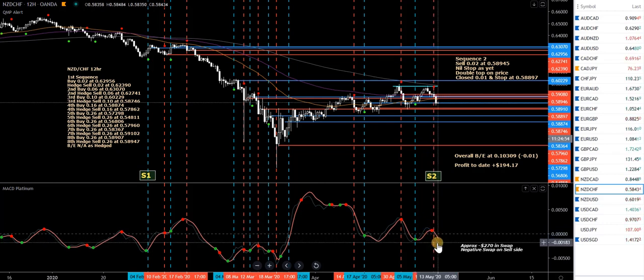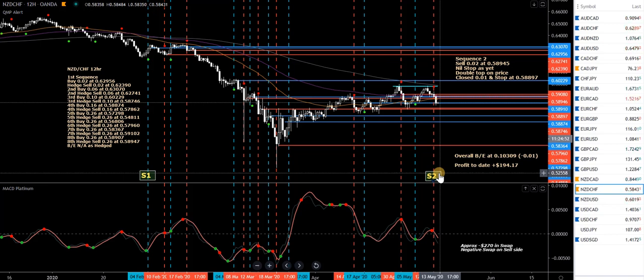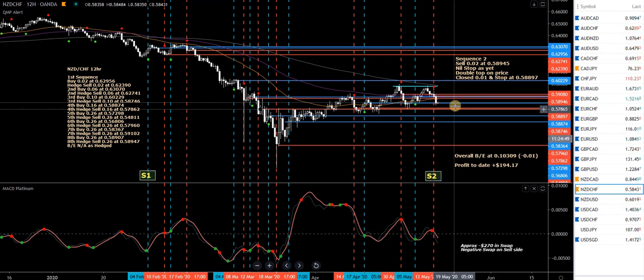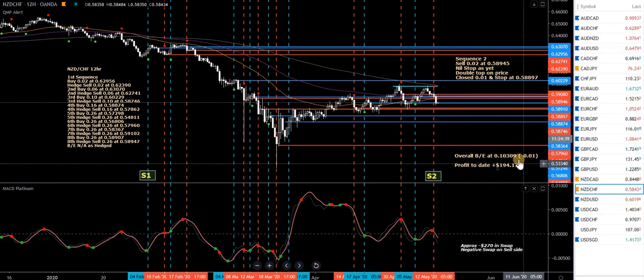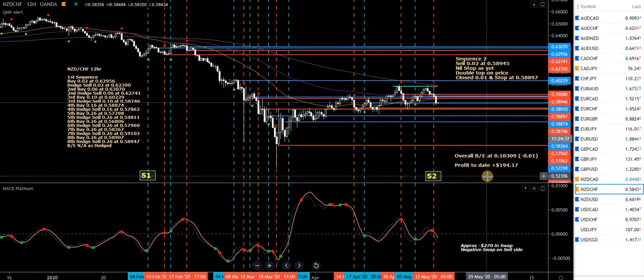The MACD Platinum's gone through the zero level, so all I've done this afternoon is close half of that sequence 2 trade out and put a stop in place. It's hard to see the stop, but it's in there somewhere. And lock in a little bit more profit. There's $8.14, which has been added to the profit to date.